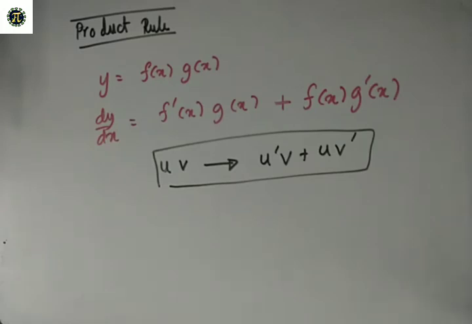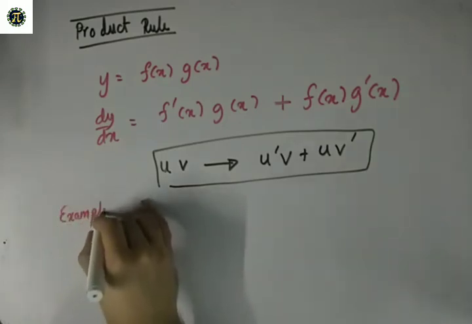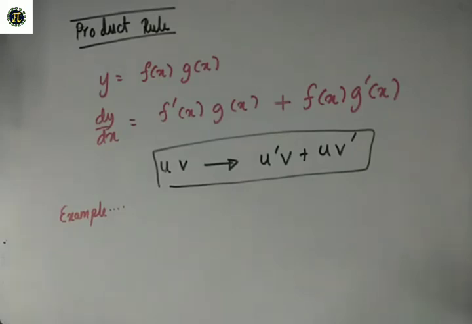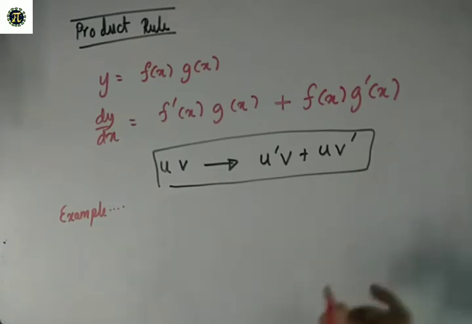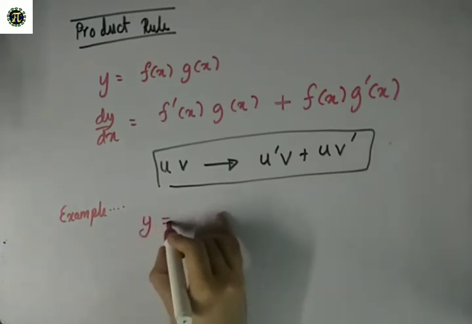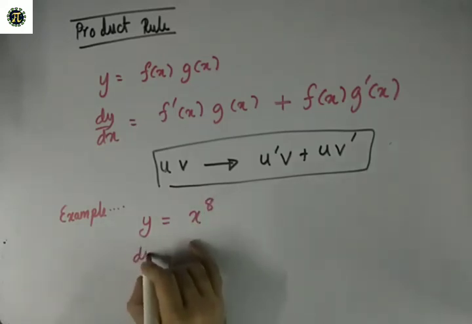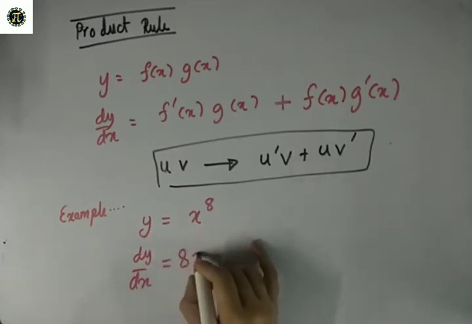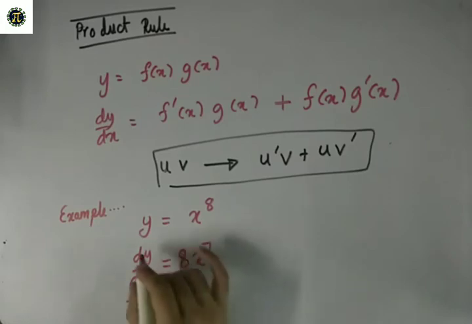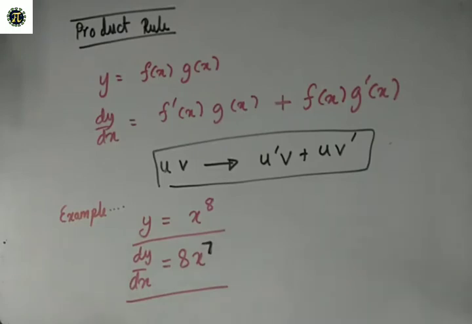Now, how to use this? Let's do an example. The first example will be checking if the formula really works. How do I believe it works? Let's say I'll give you a simple polynomial, x to the power 8. You can find the dy by dx for that. So dy by dx for x to the power 8 is 8 times x to the power 7, right? We learned that in the last lecture. 8 outside, 8 minus 1 power, so x to the power 7.